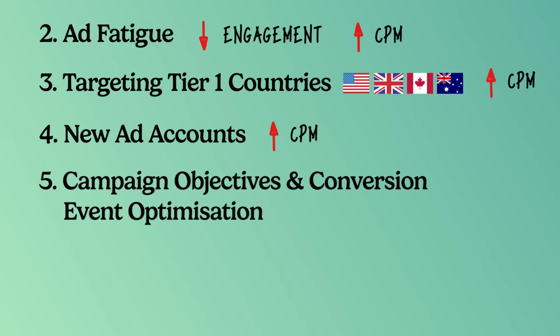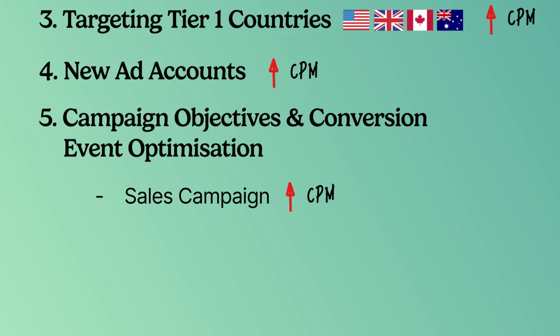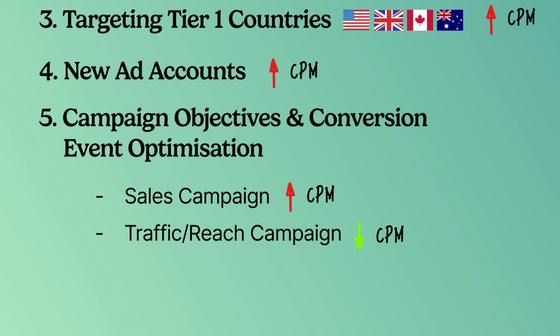Your campaign objectives and conversion event optimization also affect your CPMs. Campaigns optimized for sales generally have higher CPMs than those optimized for traffic or reach. And if your pixel is new or hasn't collected enough data yet, the algorithm will struggle to find buyers, resulting in a higher cost to reach them. So you can test running a traffic or awareness campaign first just to build some data on your pixel.